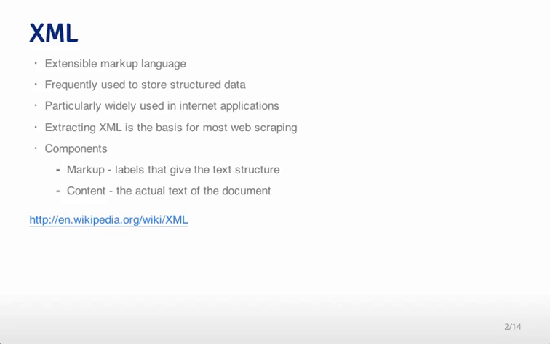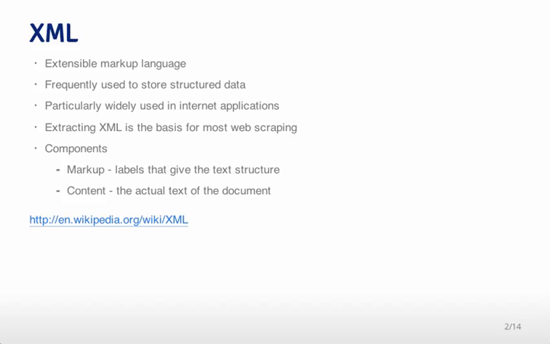So you'll see it a lot when you're doing things like web scraping, trying to get data from an internet API, or trying to download data from, say, an open data website, like an open government website. Extracting XML is actually the basis for most of the web scraping that you'll see.